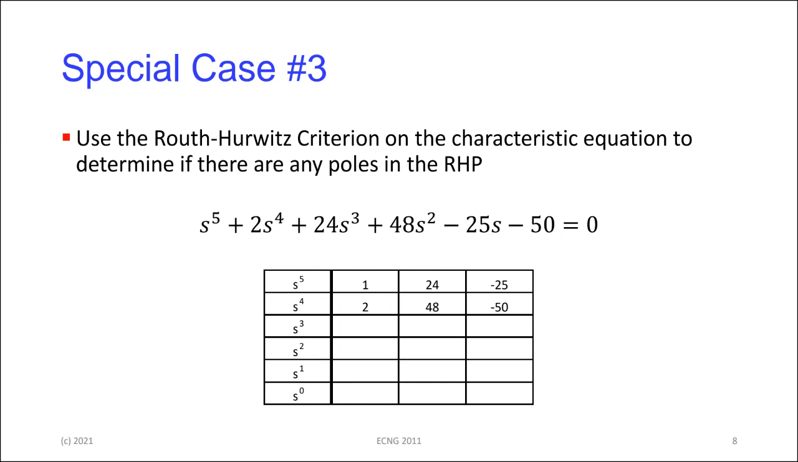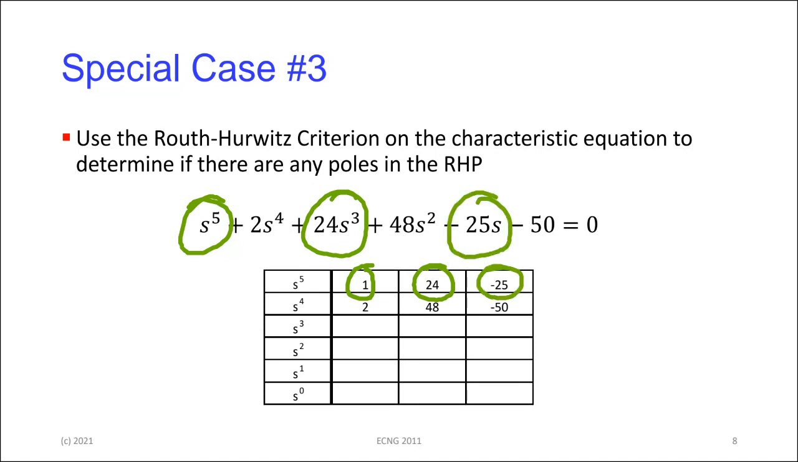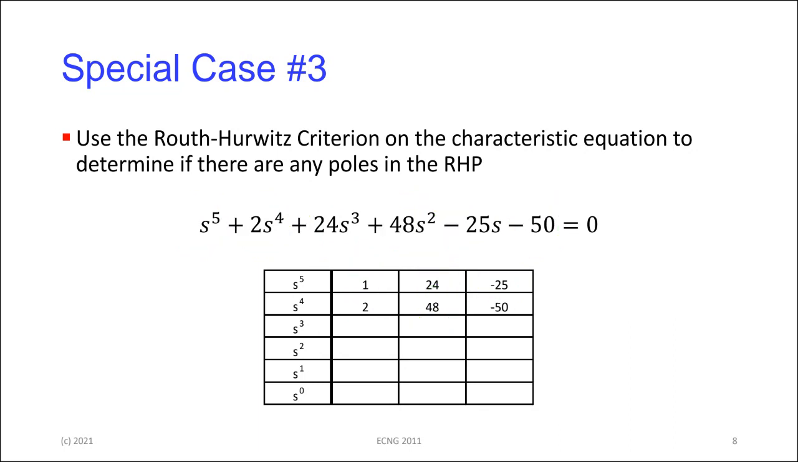So the first row is the S fifth row. I will enter the coefficient of S^5, which is 1, the coefficient of S cubed, which is 24, and the coefficient of S, which is minus 25. Then the next row, the S^4 row: the coefficient of S^4 is 2, the coefficient of S squared is 48, and the coefficient of S to the power 0 is minus 50. So we have that, and we go cell by cell again and complete it.